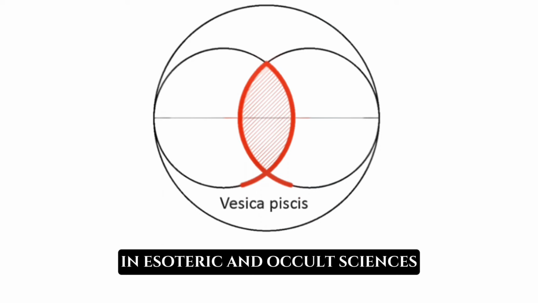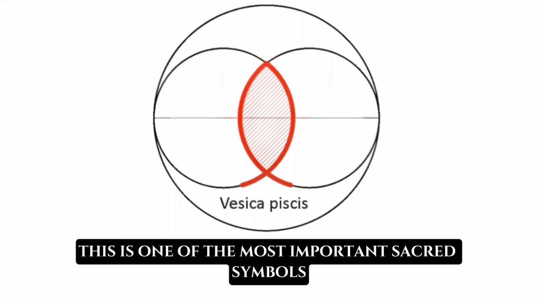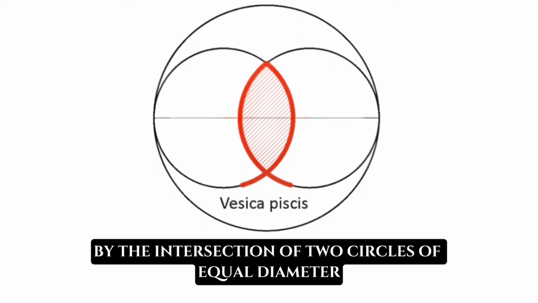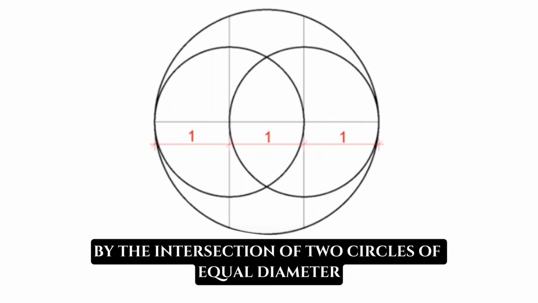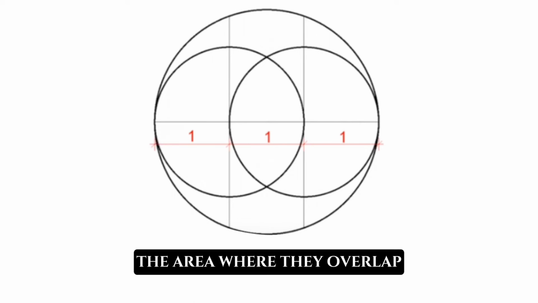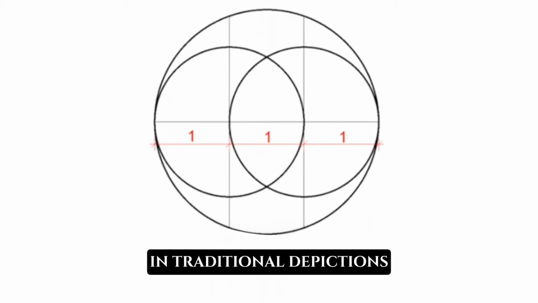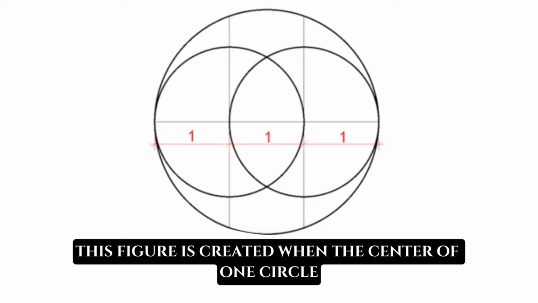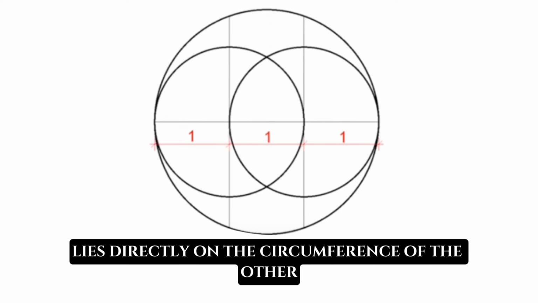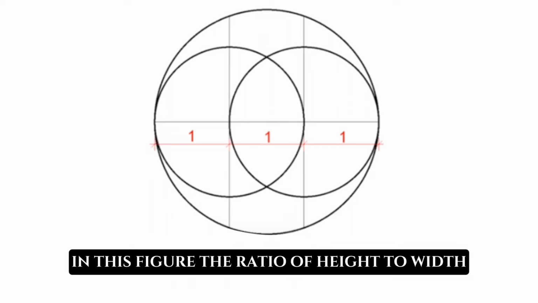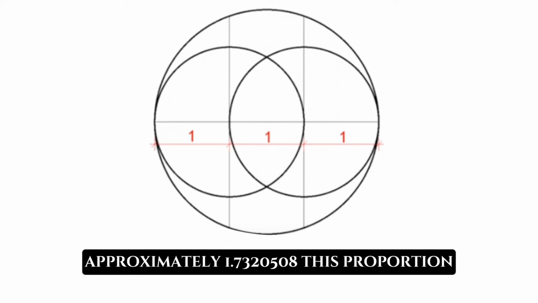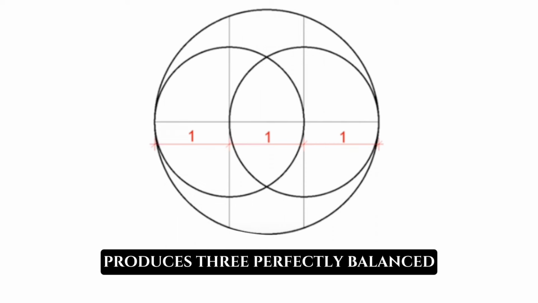In esoteric and occult sciences, this is one of the most important sacred symbols. It is formed by the intersection of two circles of equal diameter. The area where they overlap is what forms the Vesica piscis, the vessel in the shape of a fish. In traditional depictions, this figure is created when the center of one circle lies directly on the circumference of the other. In this figure, the ratio of height to width equals the square root of 3, approximately 1.7320508. This proportion produces three perfectly balanced segments of equal lengths.